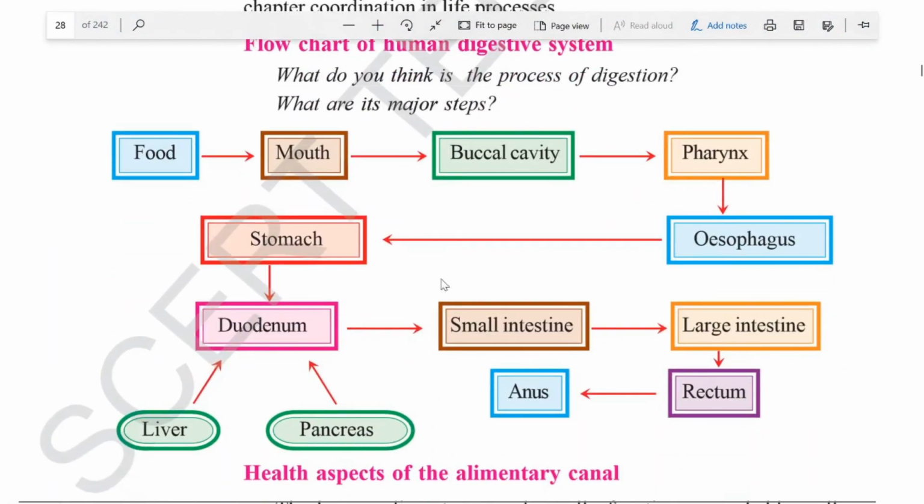So this is the flow chart. Food to mouth. The food we eat goes from the mouth to the buccal cavity, where we chew it and it is mixed with saliva from the salivary glands. Then it enters the pharynx with the help of our tongue, which assists in swallowing. From the pharynx it enters the esophagus, then the stomach, then the duodenum, where the liver and pancreas release their juices or enzymes. Then from the duodenum to the small intestine, to the large intestine, where bacteria are present which absorb vitamins from the food, and then from the large intestine to the rectum, and the waste is excreted out through the anus.